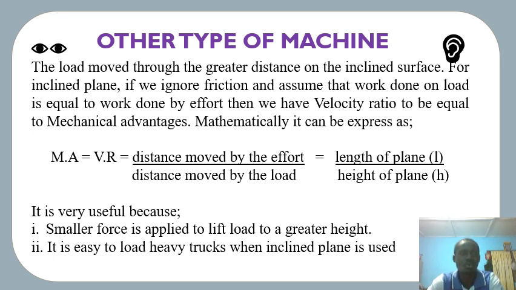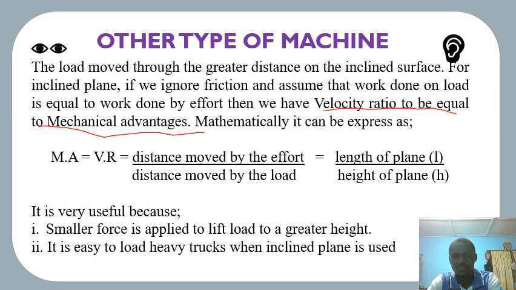And if you take the inclined plane, in terms of mechanical advantage, it is sometimes equal to the velocity ratio, and this is right when we ignore what? Friction, and assume that the work done on the load is equal to the work done by the effort. Then we can say that the velocity ratio is equal to the mechanical advantage.